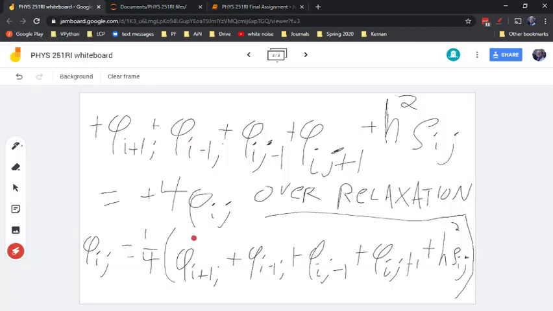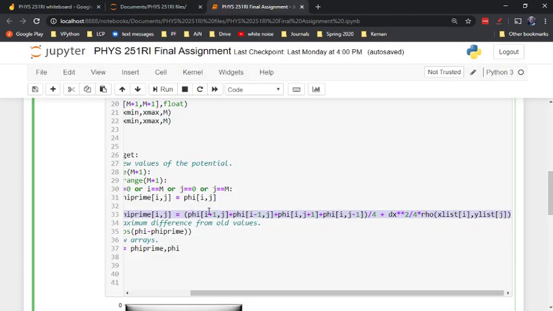So here I'm going to have the 4 phi's, right? I'm going to have phi to the right, phi to the left, phi below, and phi above. What do I have here? I've got phi to the right, phi to the left, phi above, and phi below.